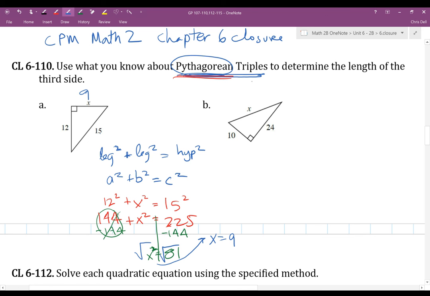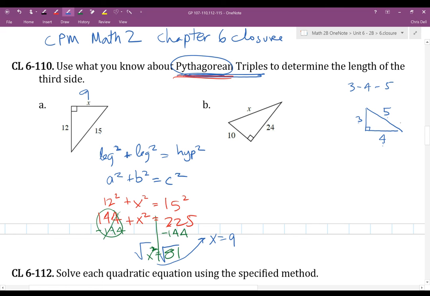The most common Pythagorean triple is the 3, 4, 5. Meaning if I have a right triangle and one of the legs is 3, one of the legs is 4, guaranteed the hypotenuse is 5. Because 3 squared is 9, and 4 squared is 16. So 9 plus 16 equals 25. A squared plus b squared equals c squared.